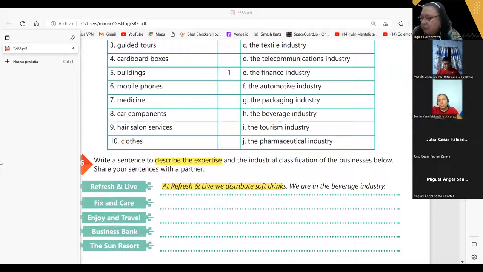Sun Resort Hotel, we offer comfort on your holidays. We offer financial support to family and business. We are in the financing industry. Fix and care, we are in the automotive industry. And enjoy and travel, we offer good tours, we are in the tourist industry.